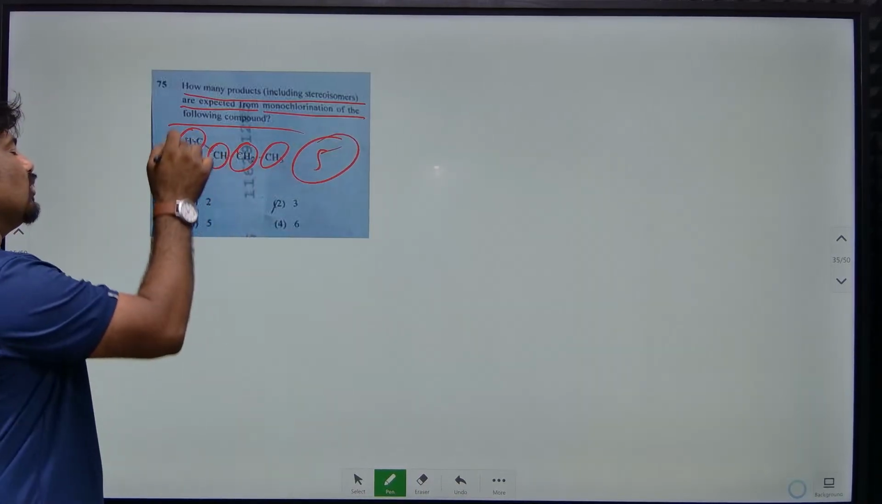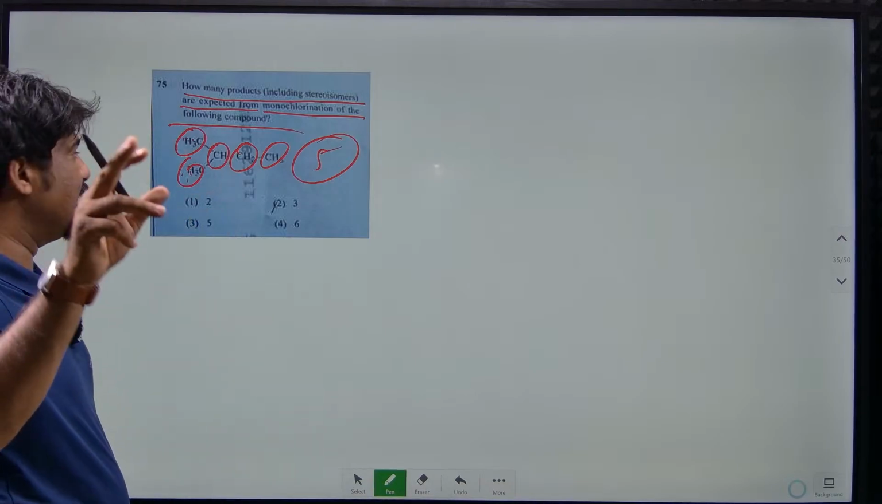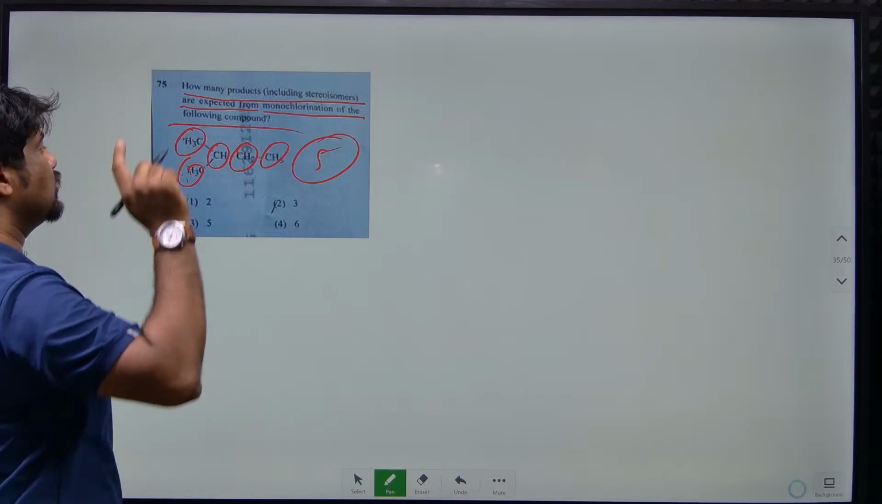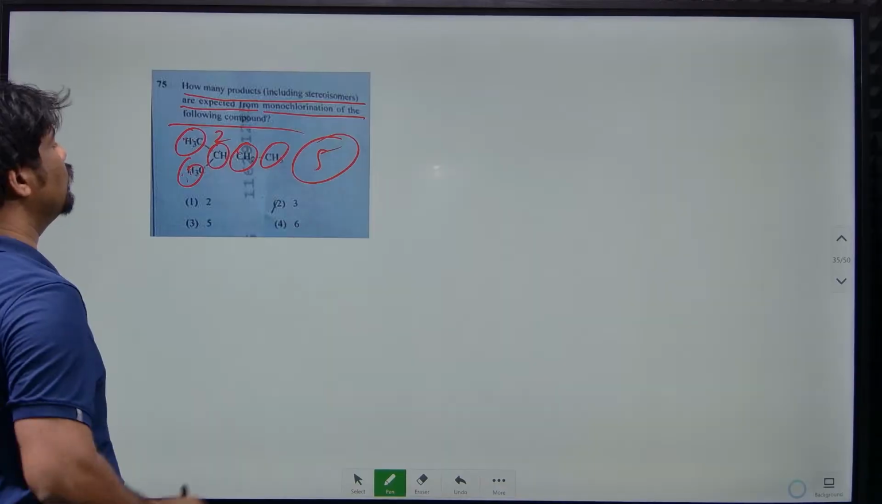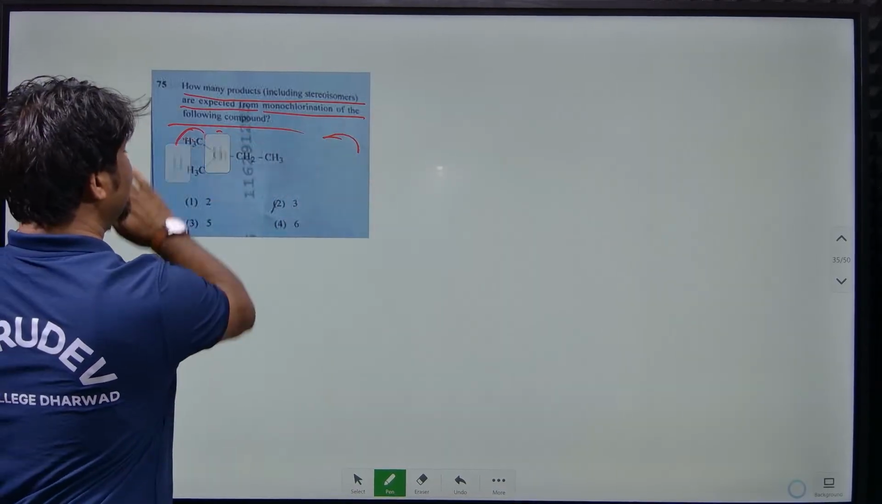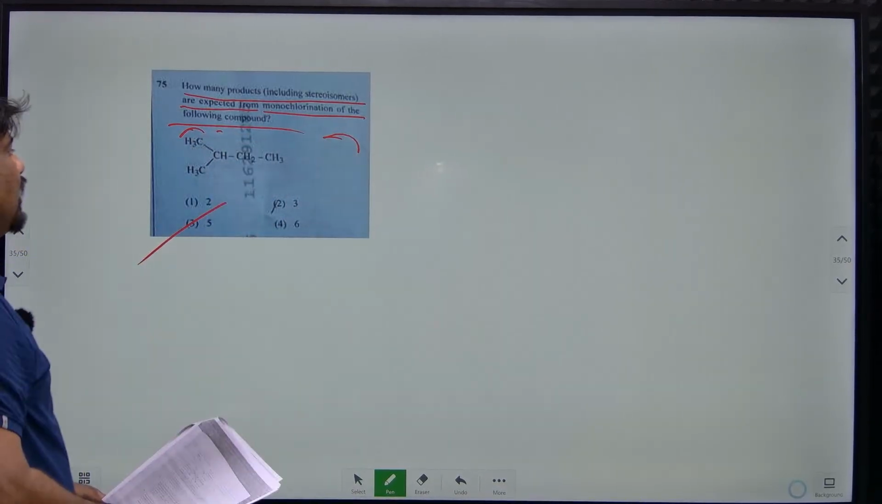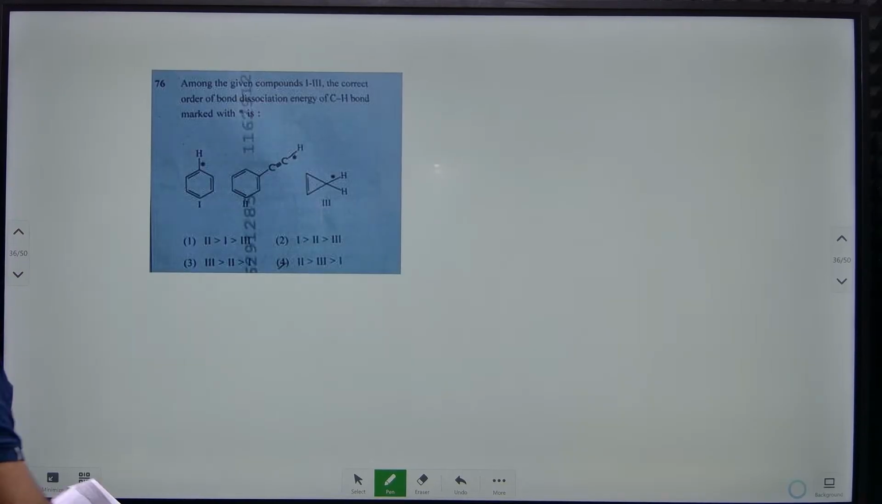Here there are 2 similar groups, hence it will form the chiral center here. Hence I can get the 2 isomers here for the 2 molecules. So totally I can get 5 possible isomers here. Well, go to the next one.